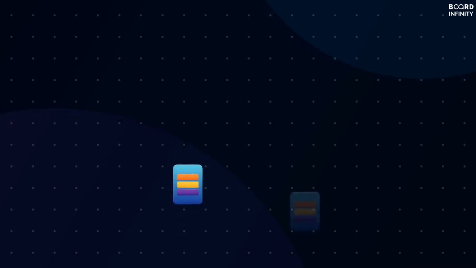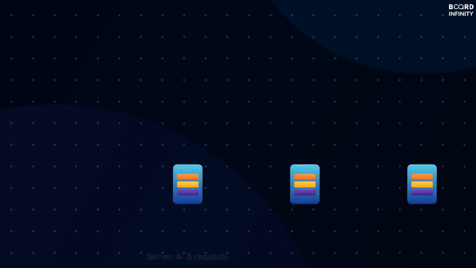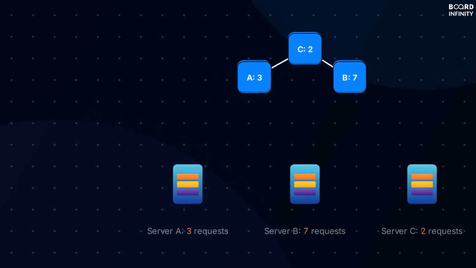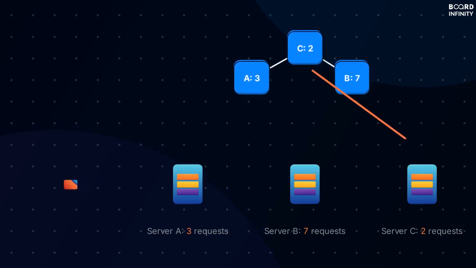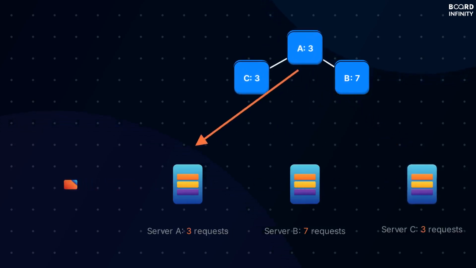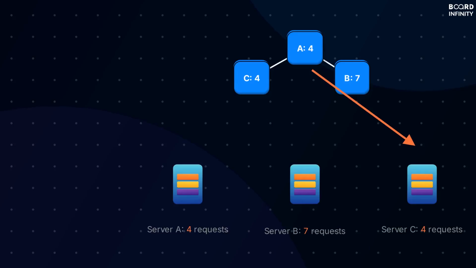Web servers use heaps for load balancing, automatically routing new requests to the least busy machine. Modern applications may receive thousands or millions of requests every minute. Efficient distribution becomes critical. Rather than checking every server each time a request arrives, the system immediately knows which machine has the lightest workload.